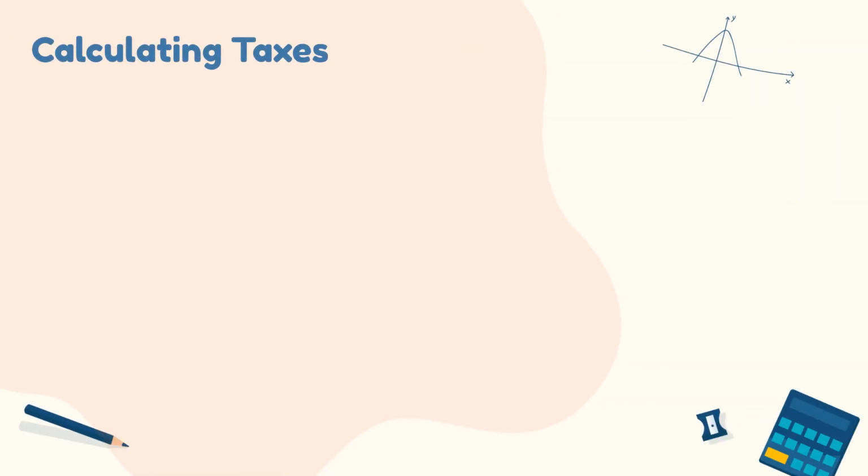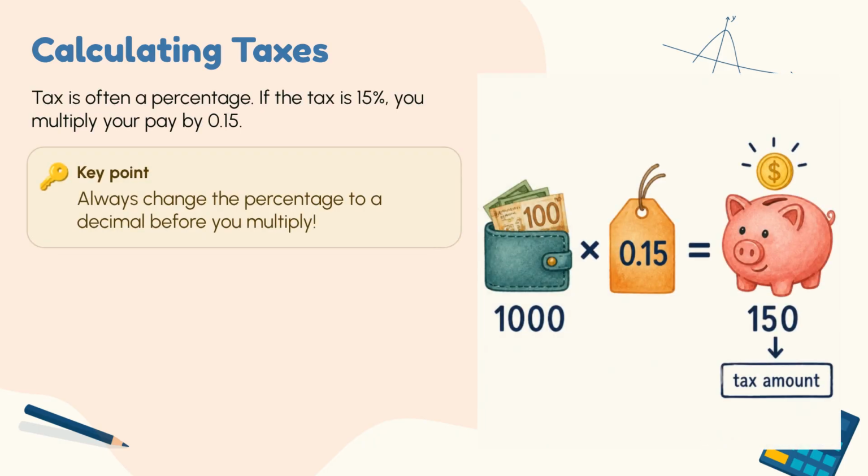Taxes are often calculated as a percentage of your pay. If the tax is 15%, you multiply your pay by 0.15. Remember to always change the percentage to a decimal before multiplying.